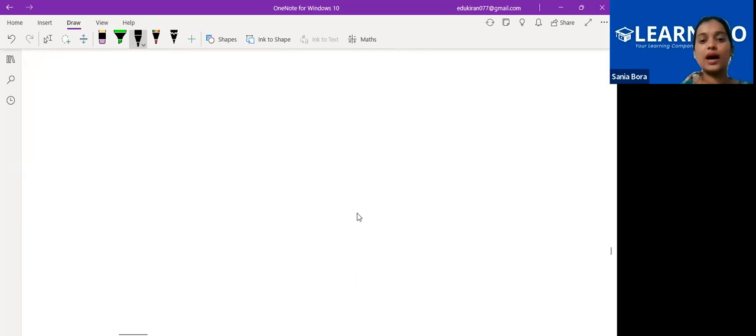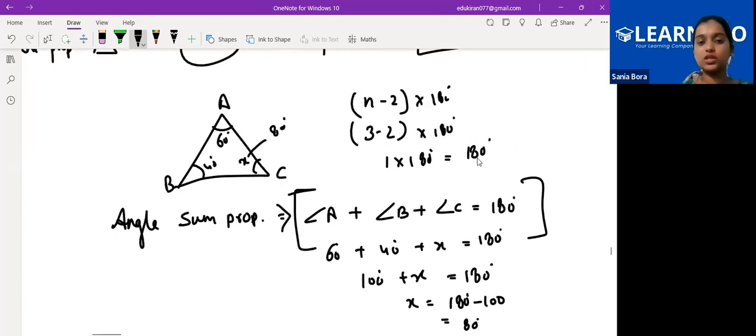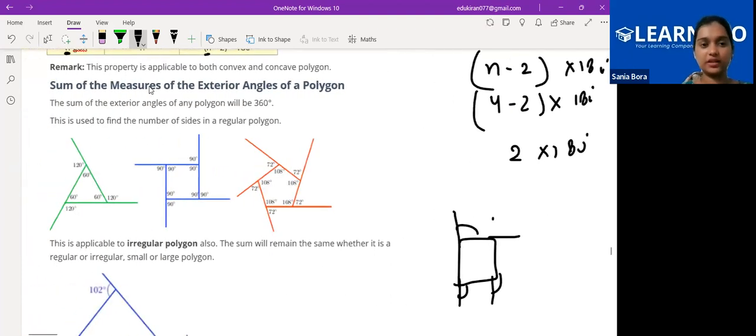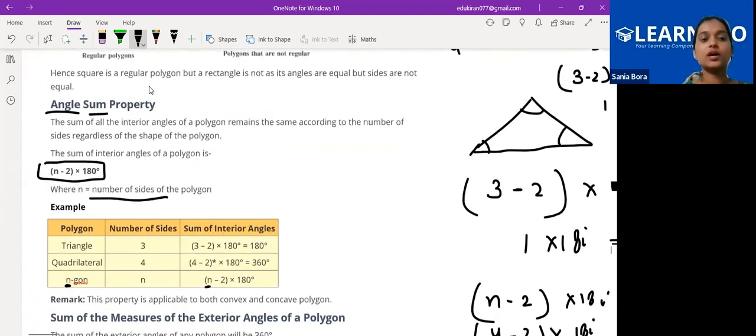Now quickly note this down in your notebook. First write the heading, angle sum property, and then write: the sum of all the interior angles of a polygon remains the same according to the number of sides, regardless of the shape of the polygon. The sum of the interior angles of a polygon is n minus 2 multiplied by 180, where n equals the number of sides. Till here you will write.